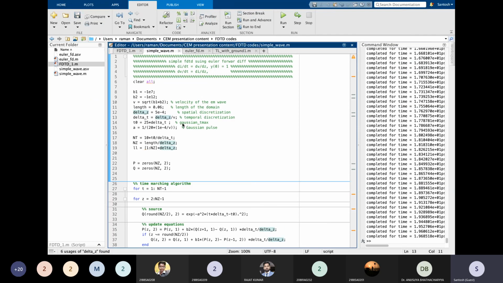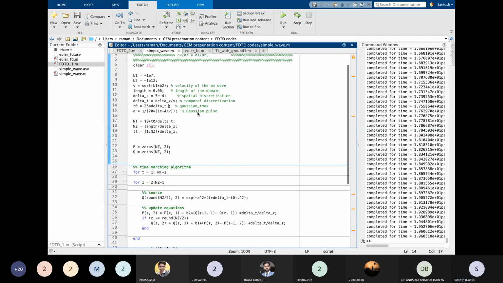Now, if you do a careful analysis, you will notice that if you increase the value of delta t more than this, the eigenvalues will go out of the unit circle. So it will become unstable. So that's one way to see why you don't get a very good solution if you change the value of delta t. Right? So this is one example that I wanted to show.